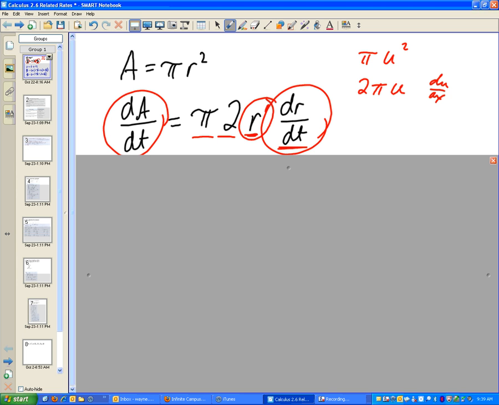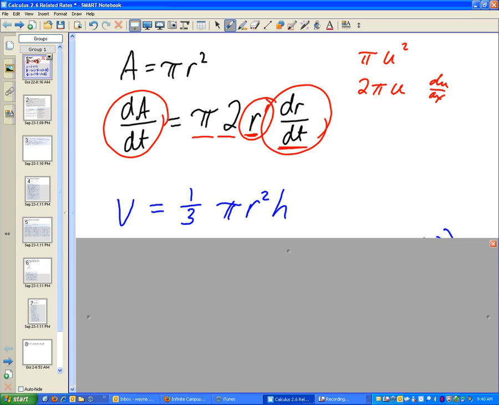Okay? But this is why this section is called related rates, and this is why this kind of problem is called related rates. We have related the rates of change of radius and area with this equation. Okay? You with me? All right, that's all we can do with that equation right now. What if we had this? They're all functions of time.